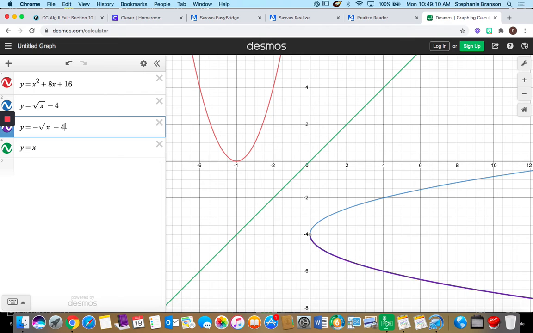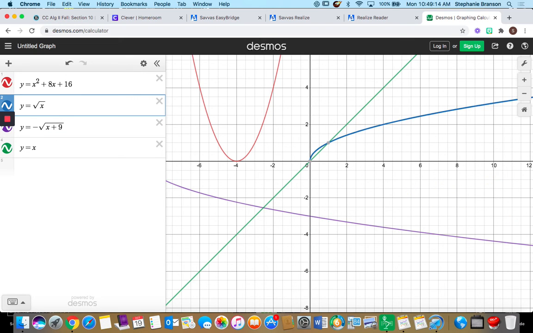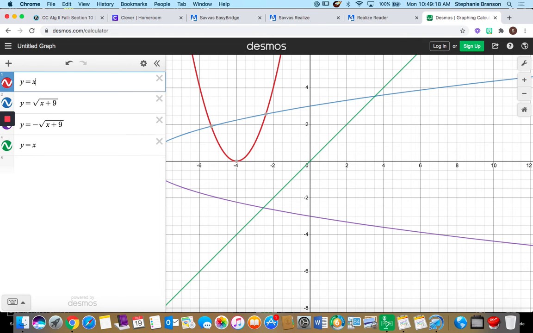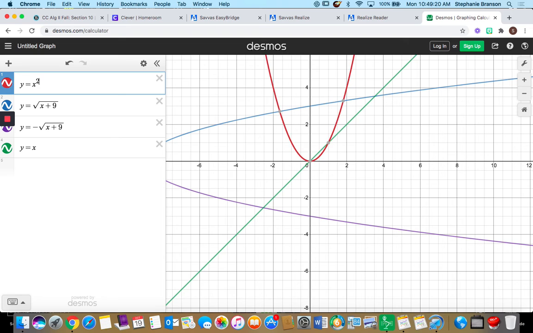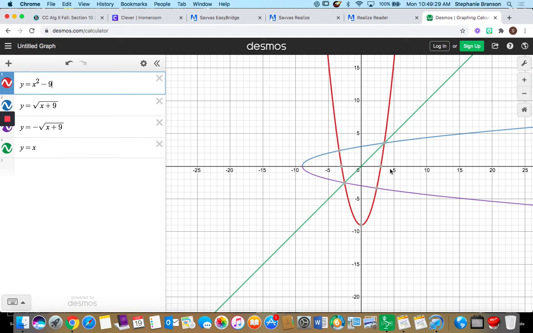Alright, so if we did the same for this problem here, where we had x squared plus 9. Oh, minus 9. That one was much bigger, but that's what the graph of that inverse would look like. It's a reflection over that green line.